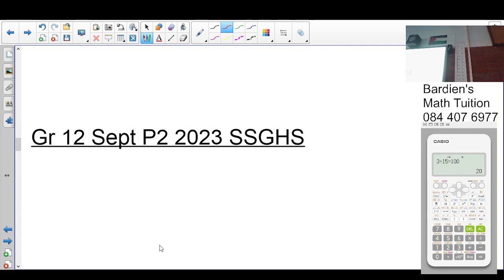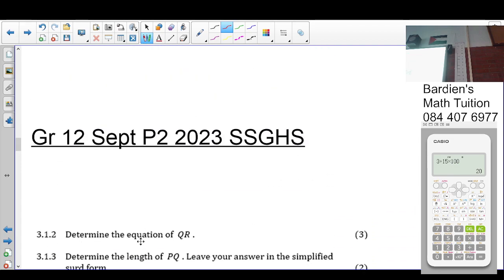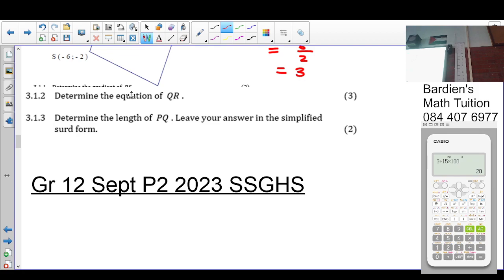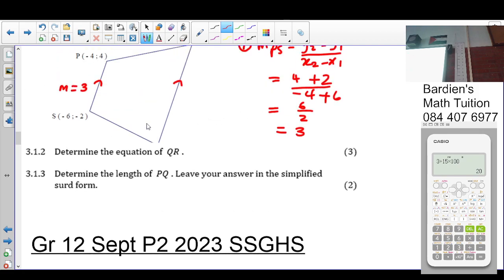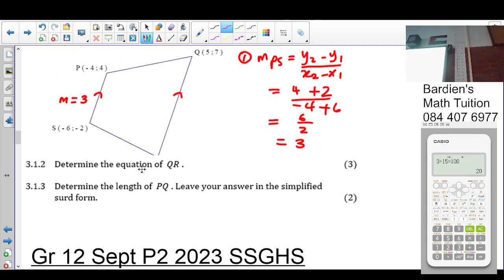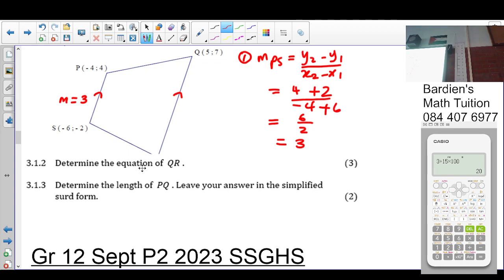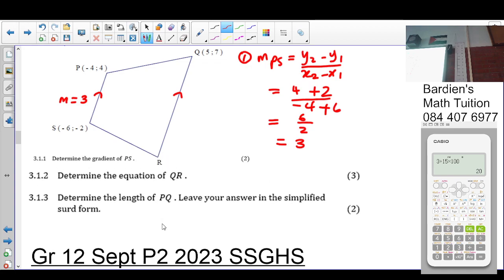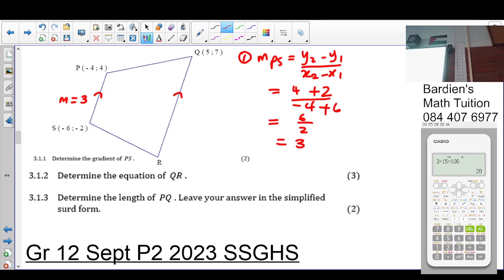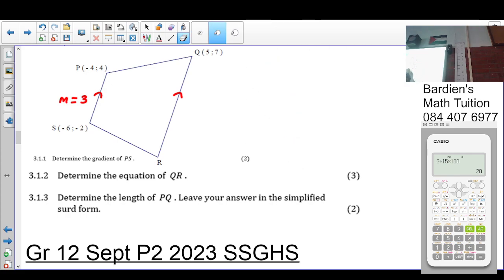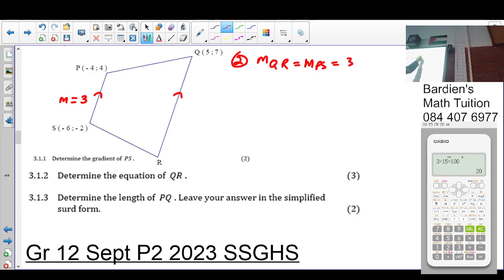So the next question. Number 2. We are told, determine the equation of QR. As we see, the QR gradient is the same as the gradient of PS, which is now 3. So y is equal to 3x plus c.